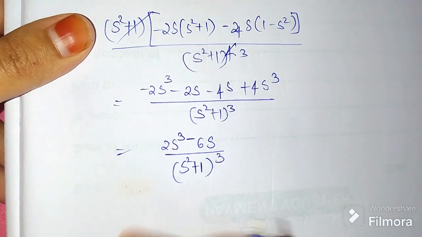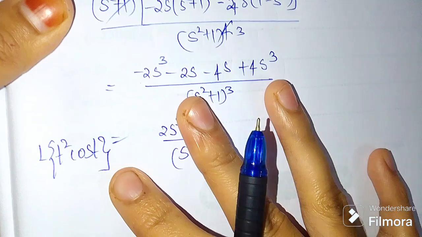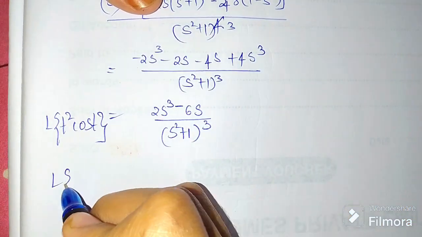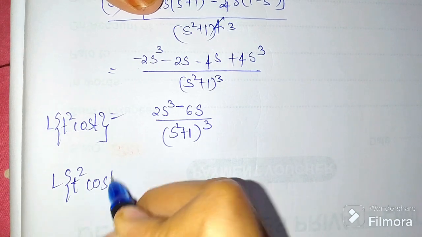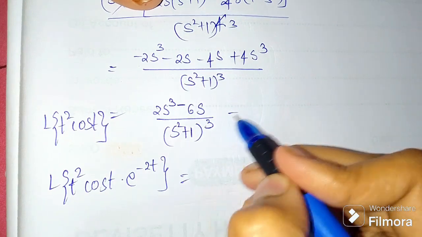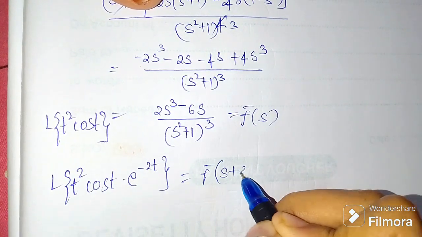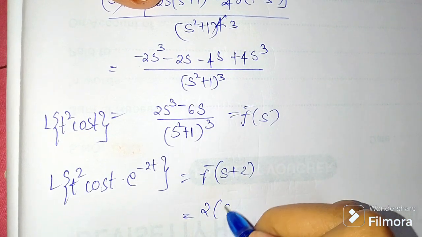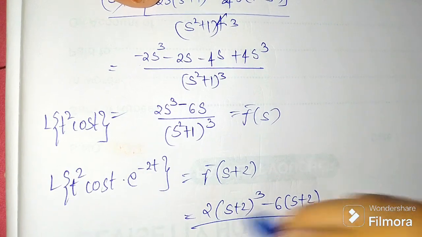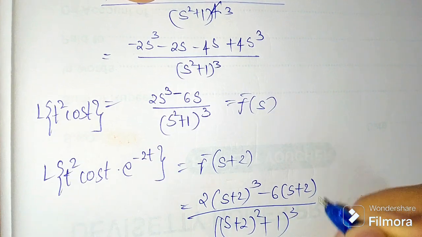So what is this? This is Laplace of t square cos t. If you're asked Laplace of this, you should get this answer. But we are not asked that. We are asked Laplace of t square cos t into e power minus 2t, which is also there in our question. So I have to shift my s to s plus 2. If you shift, your answer is completed. If you don't shift, you lose marks here. If you want, you can simplify, or else you can leave it.